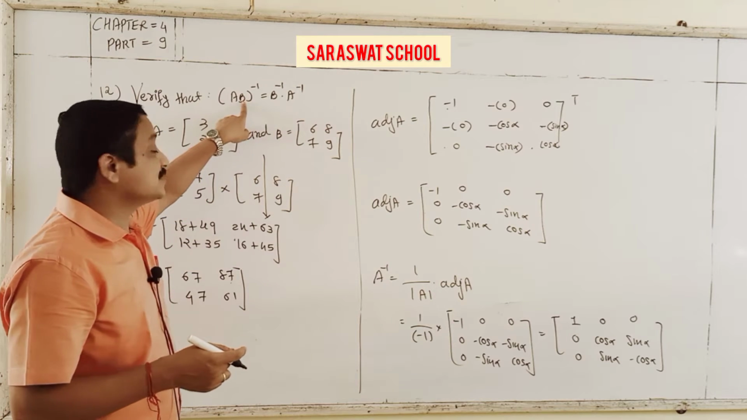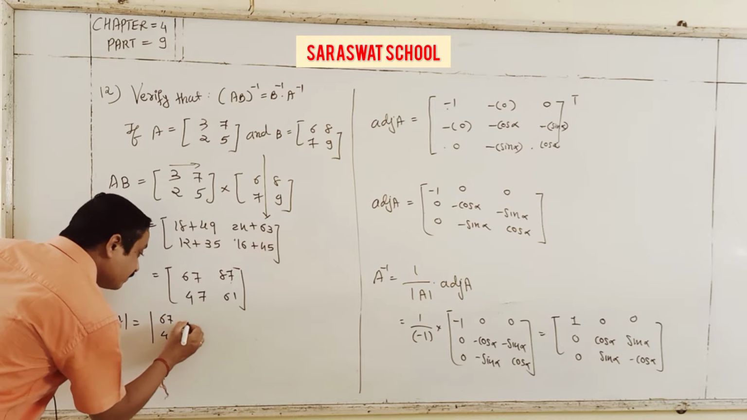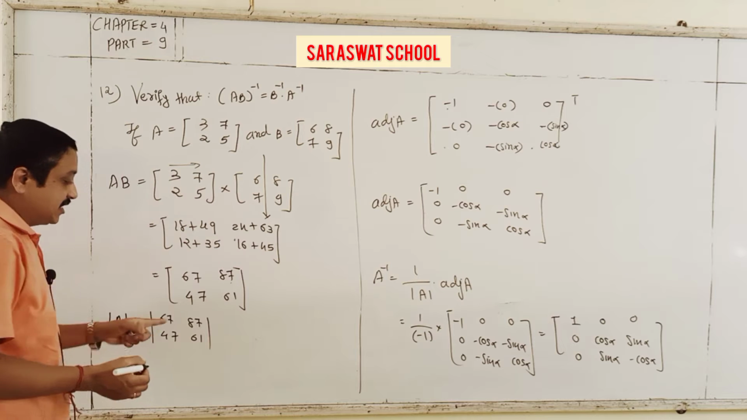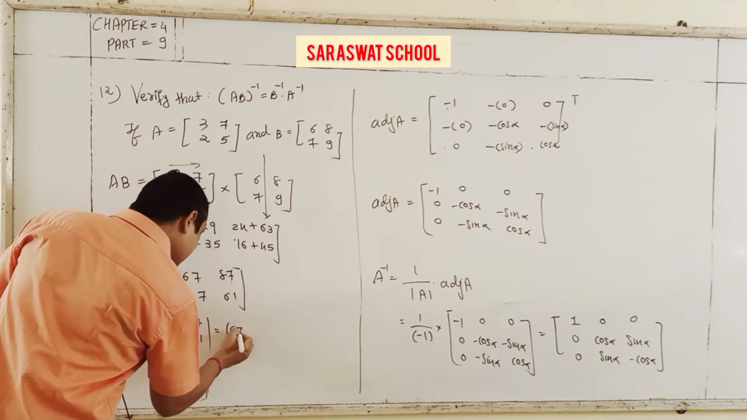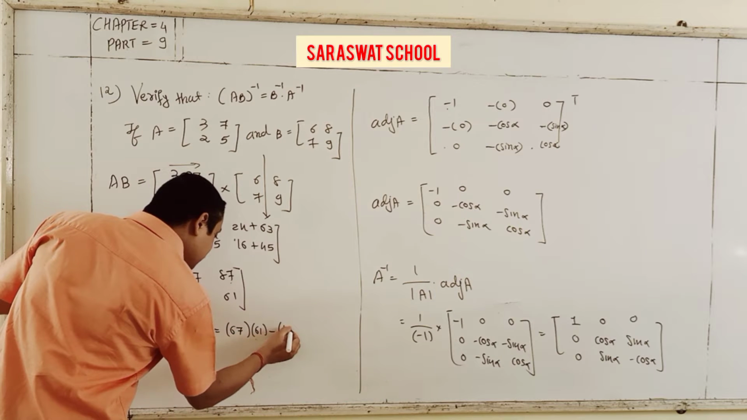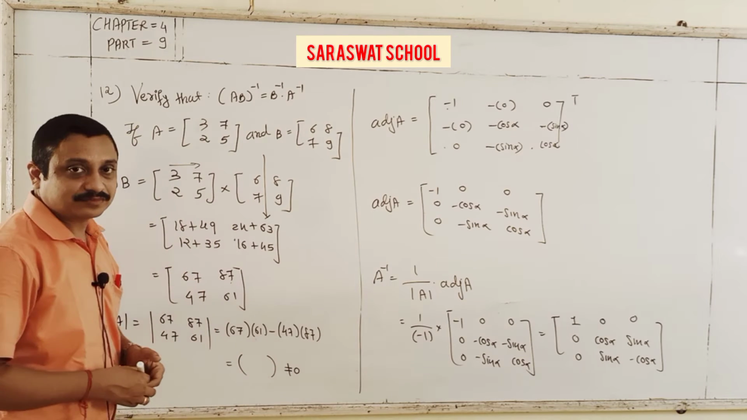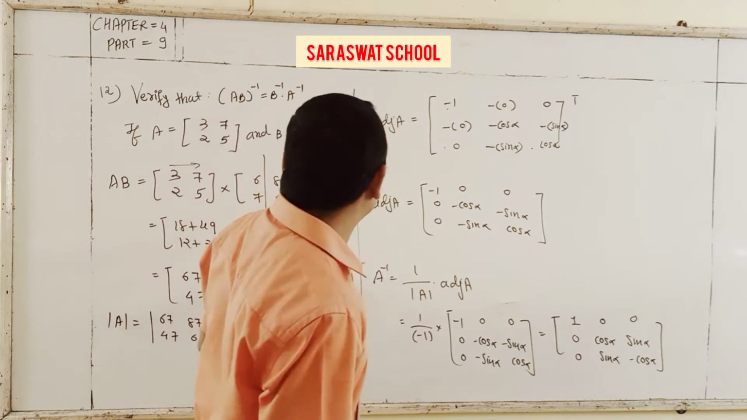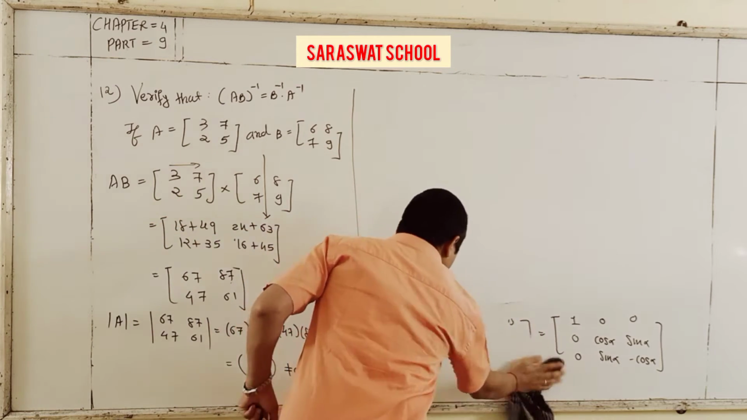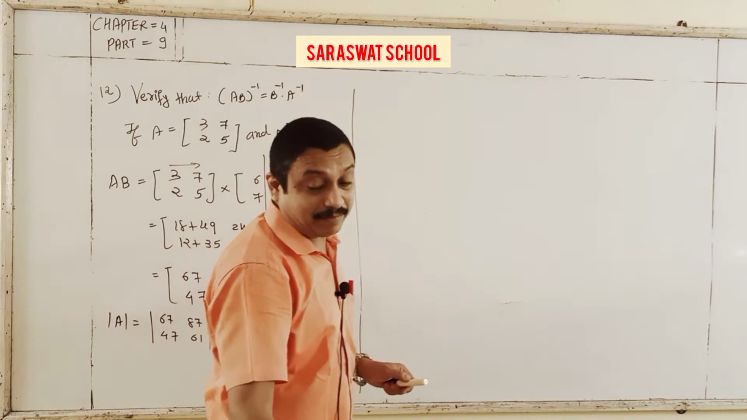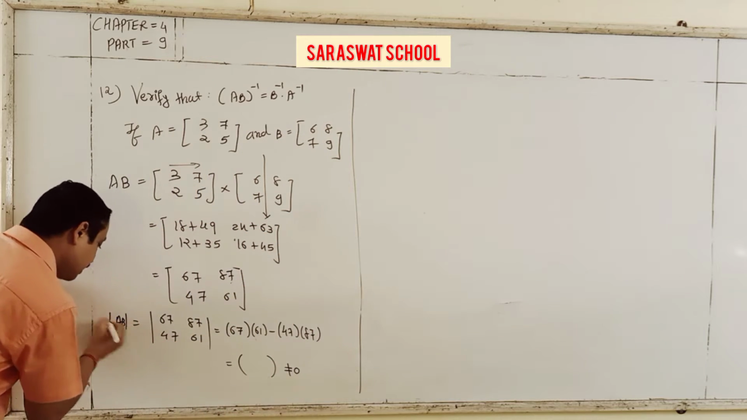Now the inverse process. The determinant of AB, for 67, 47, 87, 61, you can calculate as 67 times 61 minus 47 times 87, and one non-zero answer definitely comes. I think it is minus 2, because I already know the determinants of A and B, and I apply that here. So now the adjoint of AB; by mistake here I wrote A, it is AB.